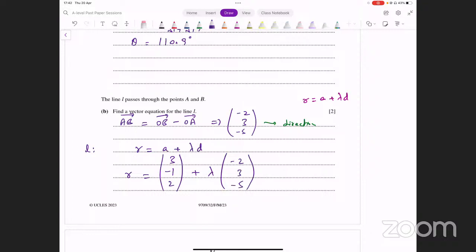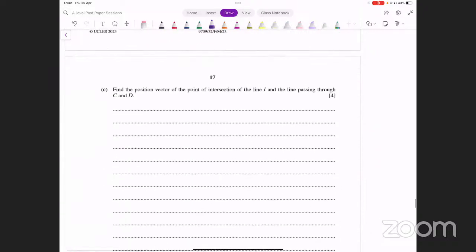ये आपने figure out कर ली। ठीक है? That was line L. Let's look at the next part. It says find the position vector of the point of intersection of the line L and the line passing through C and D. ओके, सो आपको पॉइंट ऑफ इंटरसेक्शन निकालना है। पॉइंट ऑफ इंटरसेक्शन कैसे निकालते हैं?